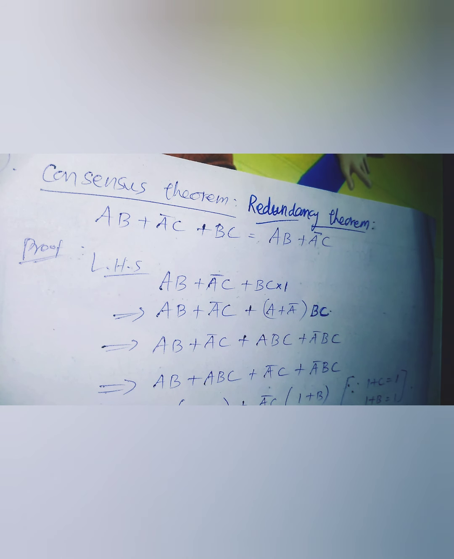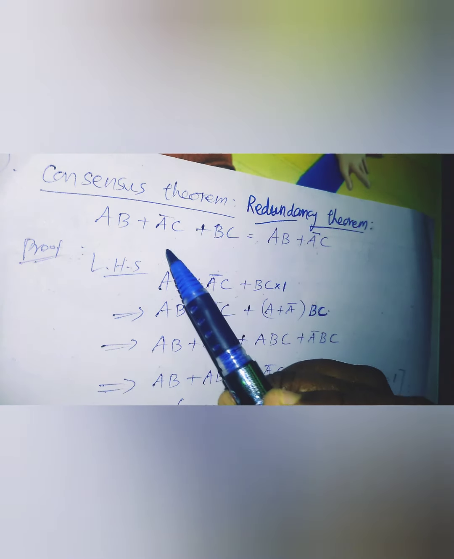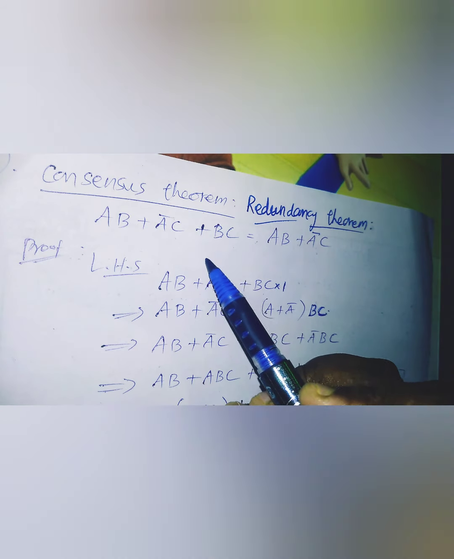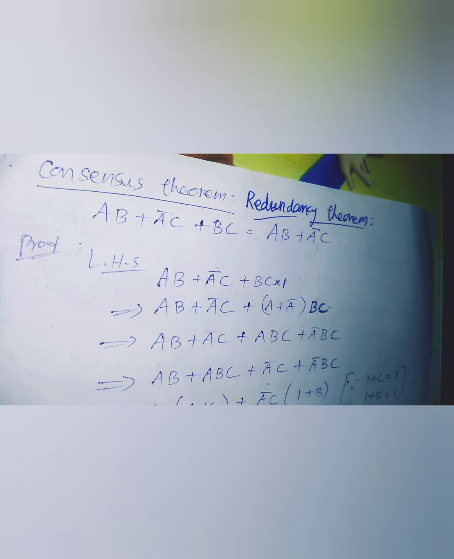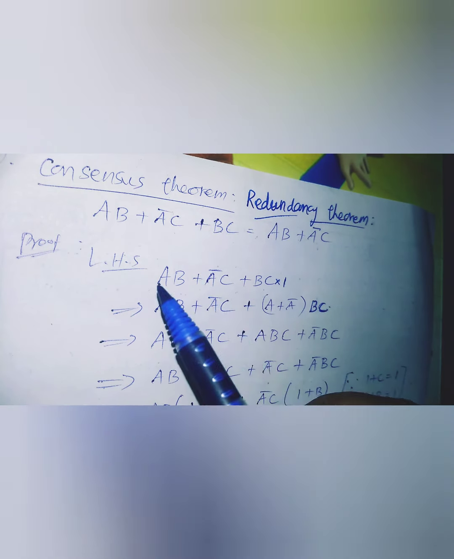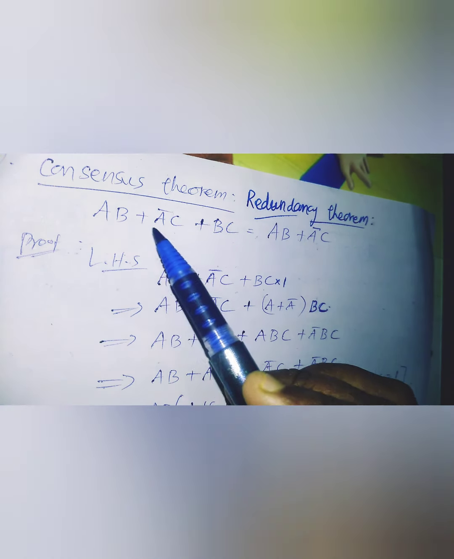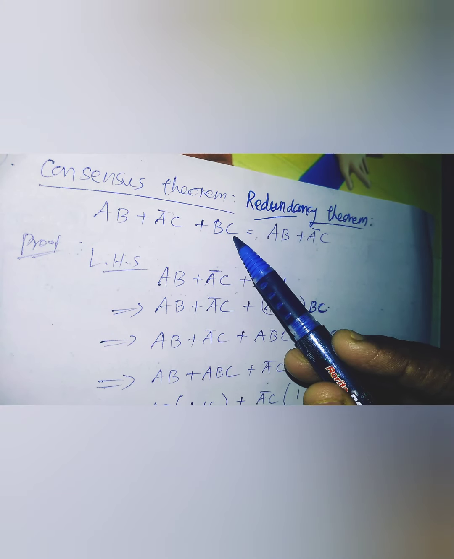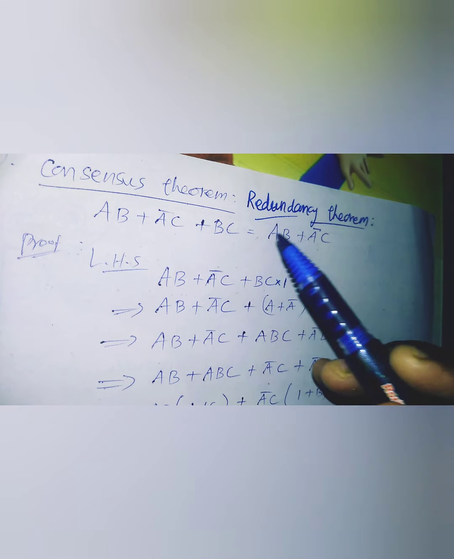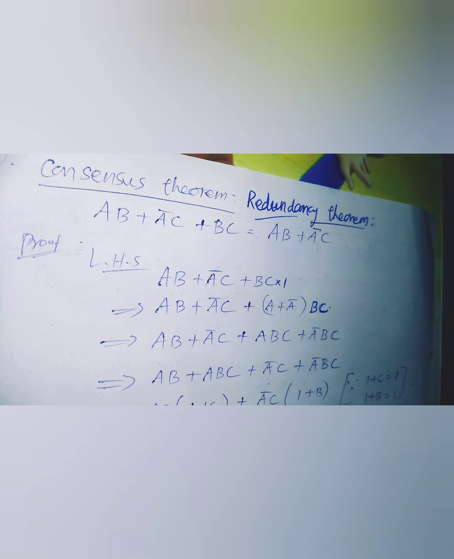This is your second theorem, guys, consensus theorem. This is otherwise called redundancy theorem. And see the statement: AB plus A bar C plus BC is equal to AB plus A bar C. Compare the left hand side and right hand side. Only these two terms are present on both sides, and this third term is getting eliminated. Now let us see the proof of this theorem.